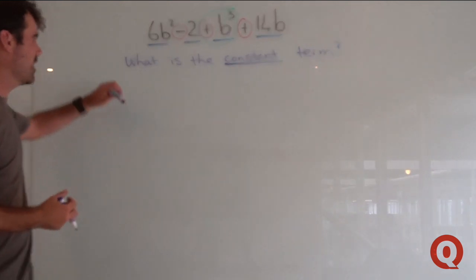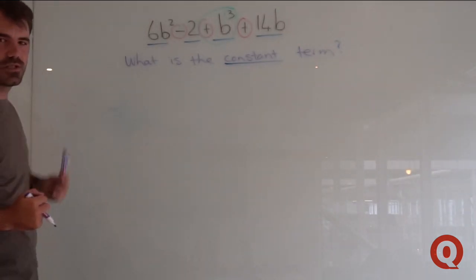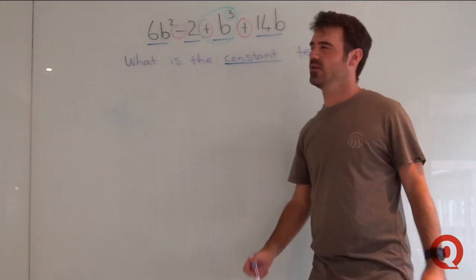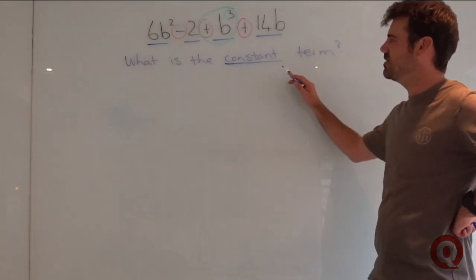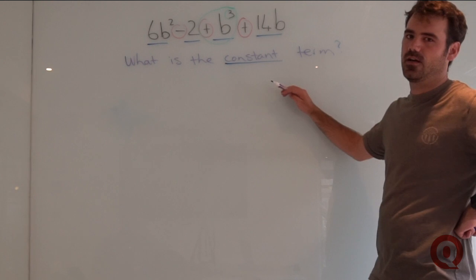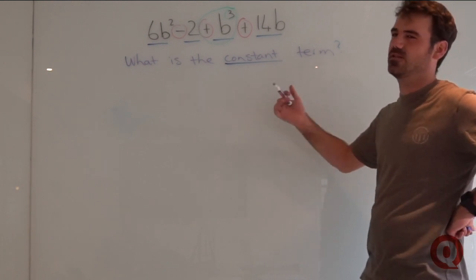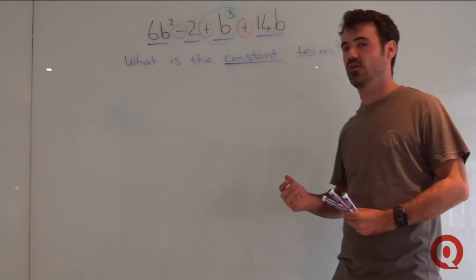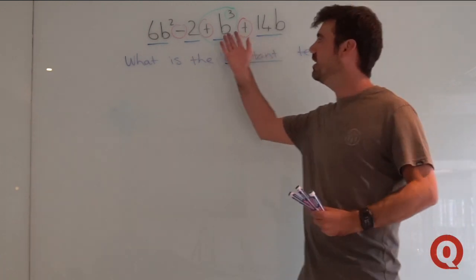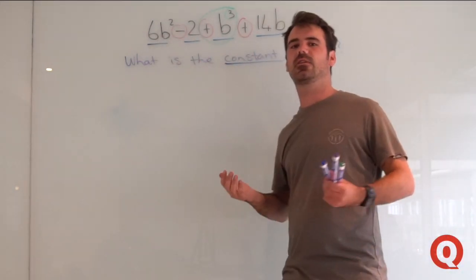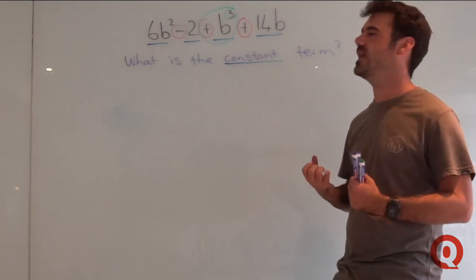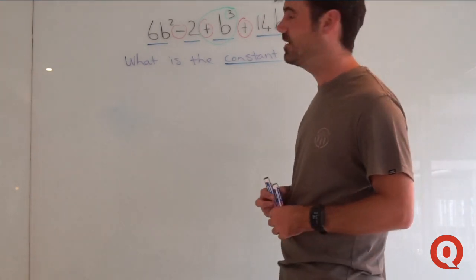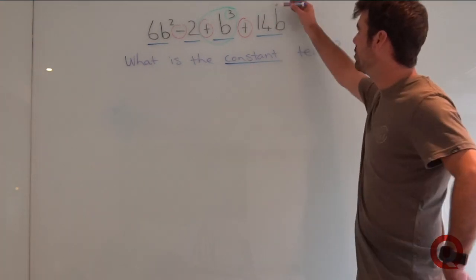Alright, so the next question we have here is, what is the constant term? What is the constant term in this expression above here? I've underlined the word constant because that's what I want you to focus on. I want you to understand what constant means. You've heard me speaking about a variable. A variable is the letter that we find in algebra. A variable is something that has a hidden value. We cannot see it right now. That's why it's called a variable, because it could vary. We don't know what it is right now.